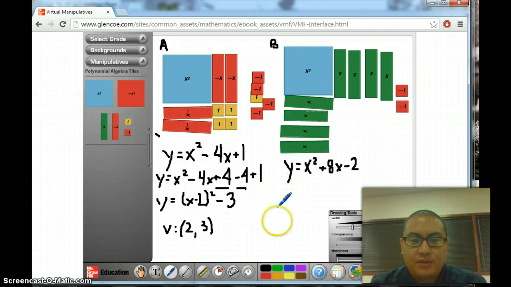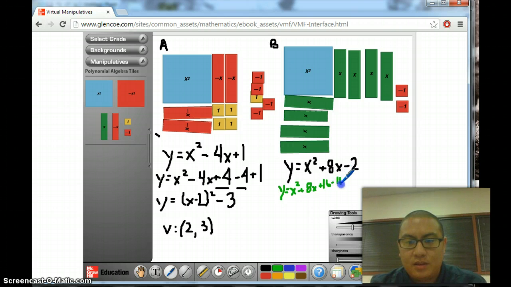Let's go ahead and write that out. I'm going to switch my color to green, since I don't want to get it mixed up. So y is equal to x squared plus 8x plus 16 minus 16 minus 2.